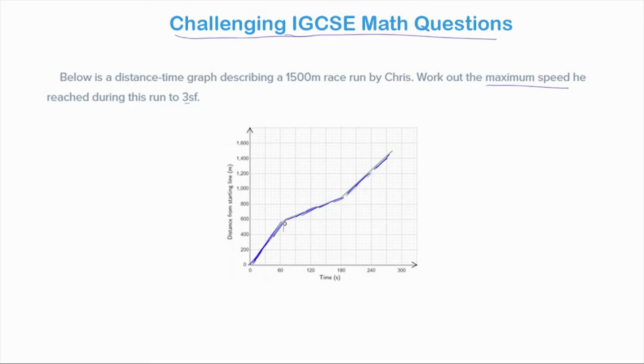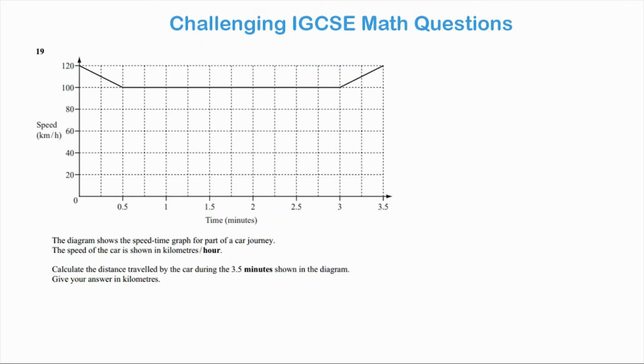So here, if we draw a line like that, that's 600 and that's 72, and we can calculate the speed as 600 over 72, which is equal to 8.33 meters per second. And if you're not sure, you can find the speed here as well, and it will also show that this is the maximum speed. Okay, so this is the next question.